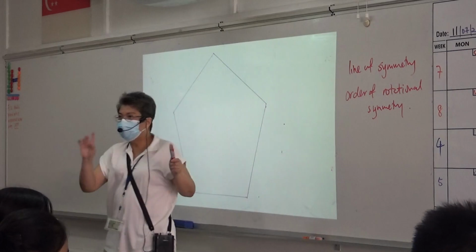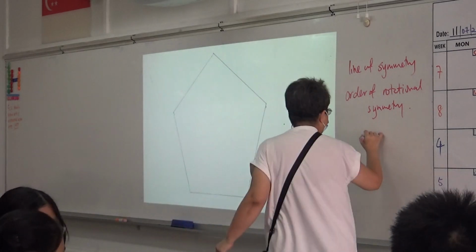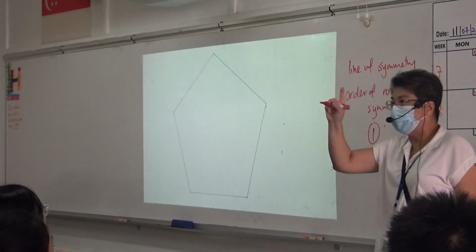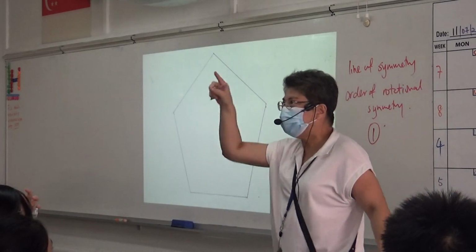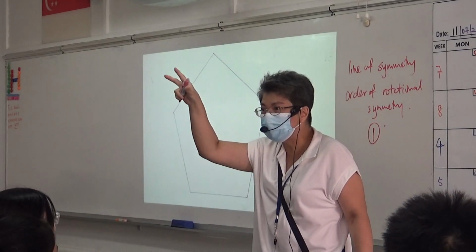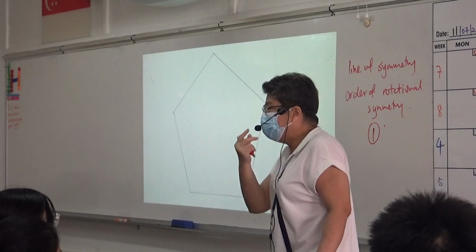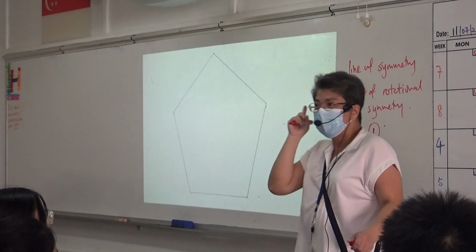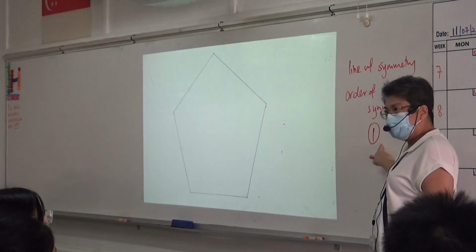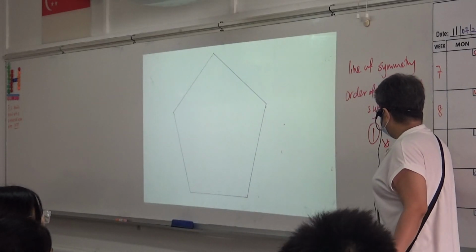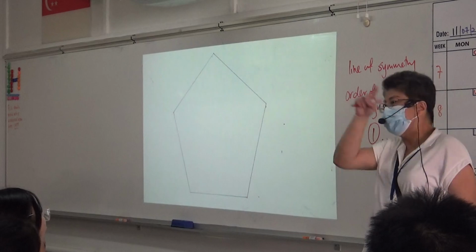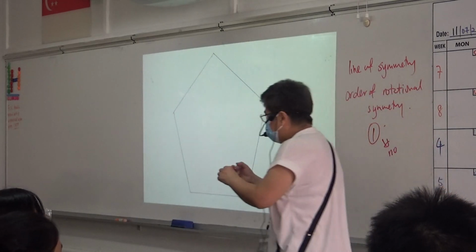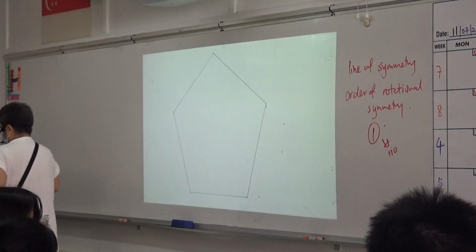Order of rotational symmetry, the smallest is 1. Because you turn 1 time, you go back to the original 360 degrees. There is no order 0. Understand now? If the order is 1, we will say that there's no rotational symmetry because we're going to turn 1 whole round. Okay, now let me show you what I mean by that.